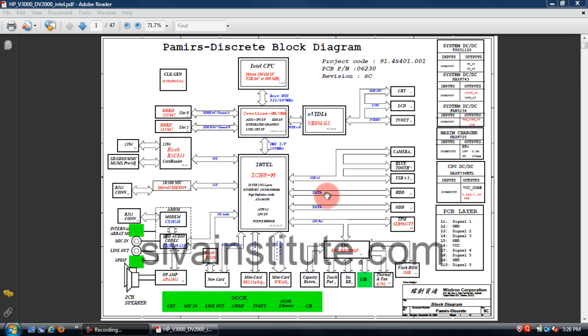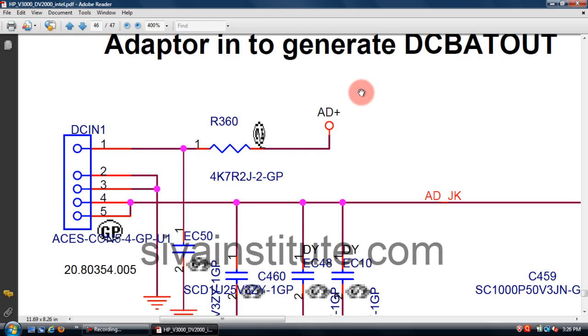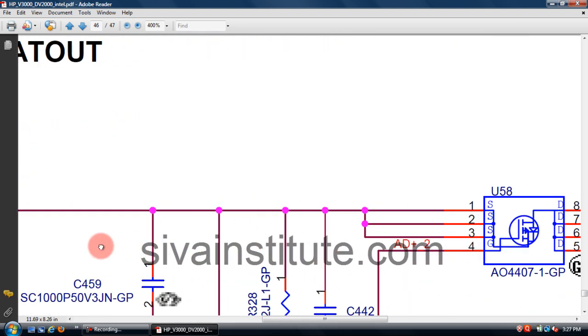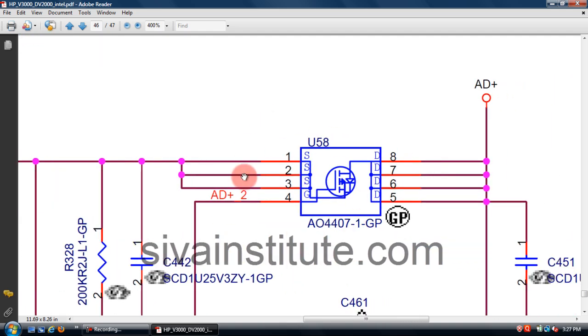Now I will explain how to fault find 5 volts and 3.3 volts DC. This is the DC jack, pins number 4 and 5 are positive. This voltage comes to U58. This is the source, this is the drain. First you should check whether voltage is there or not here. No voltage at this point.